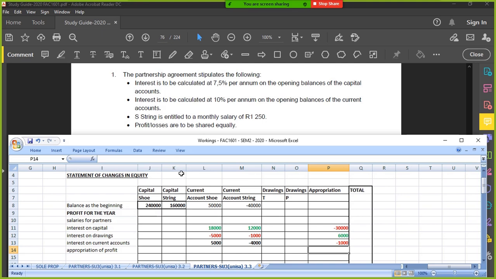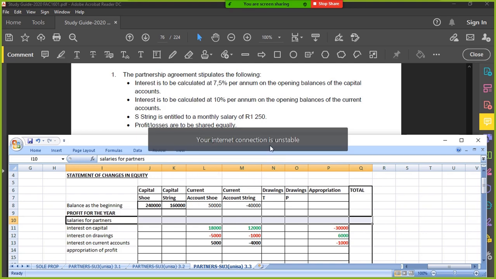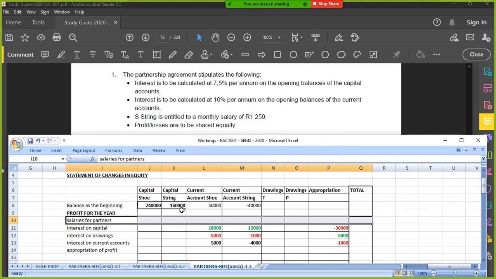That's important. Next. S string is entitled to a monthly salary of 1,250. So it's only string. Which column does this go to? Oh, sorry, current. Yes. Okay, so remember, salaries increase the entitlements. String will be entitled to more. 1,250. Yes. No, 1,250 times 12.